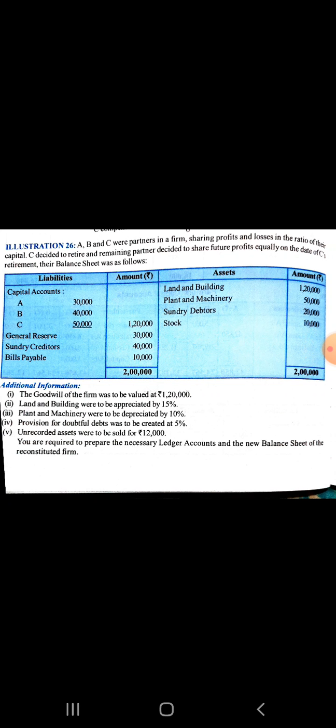Additional information: the goodwill of the firm was to be valued at rupees 1,20,000. Land and building were to be appreciated by 15%. Plant and machinery were to be depreciated by 10%. Provision for doubtful debts was to be created at 5%. Unrecorded assets were to be sold for rupees 12,000. You are required to prepare necessary ledger accounts and the new balance sheet of the reconstituted firm.